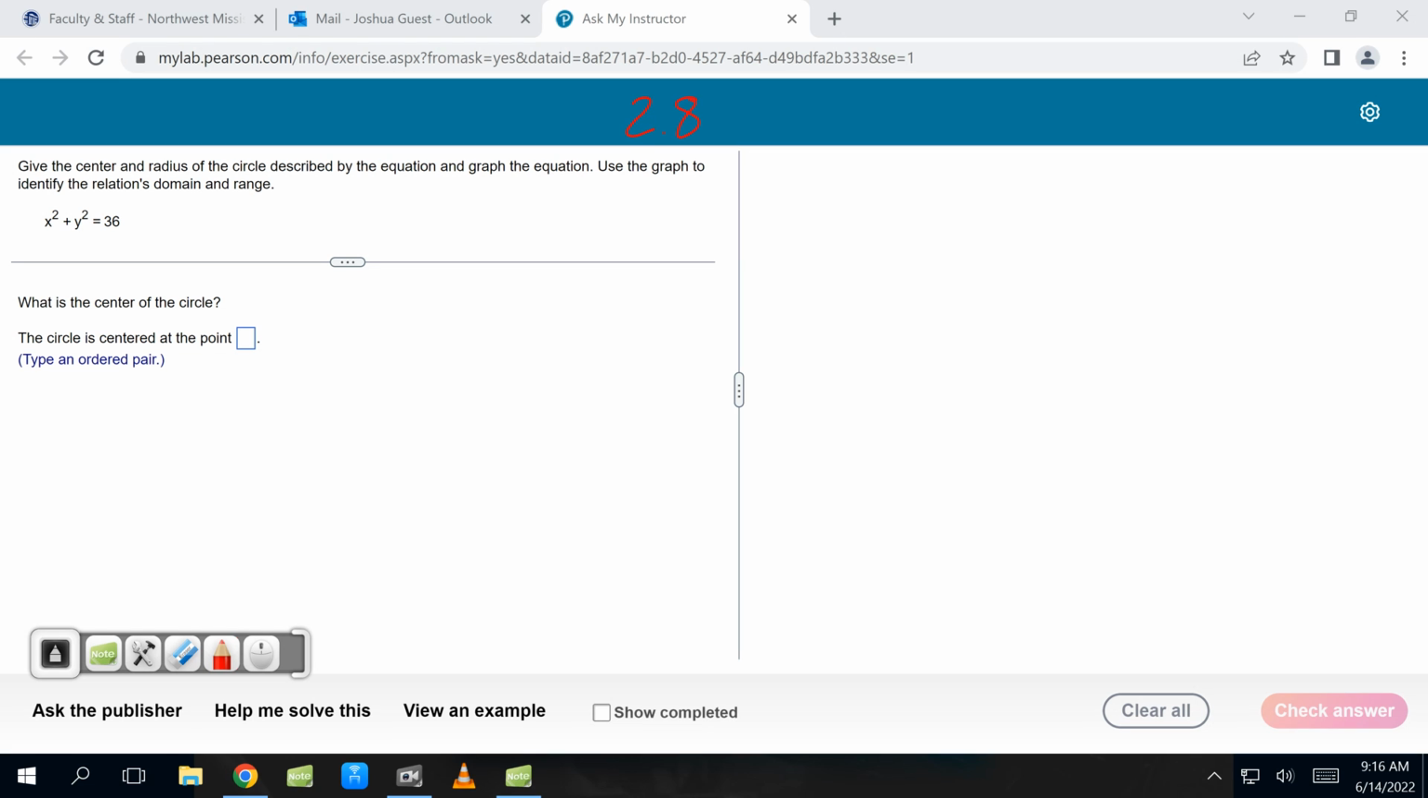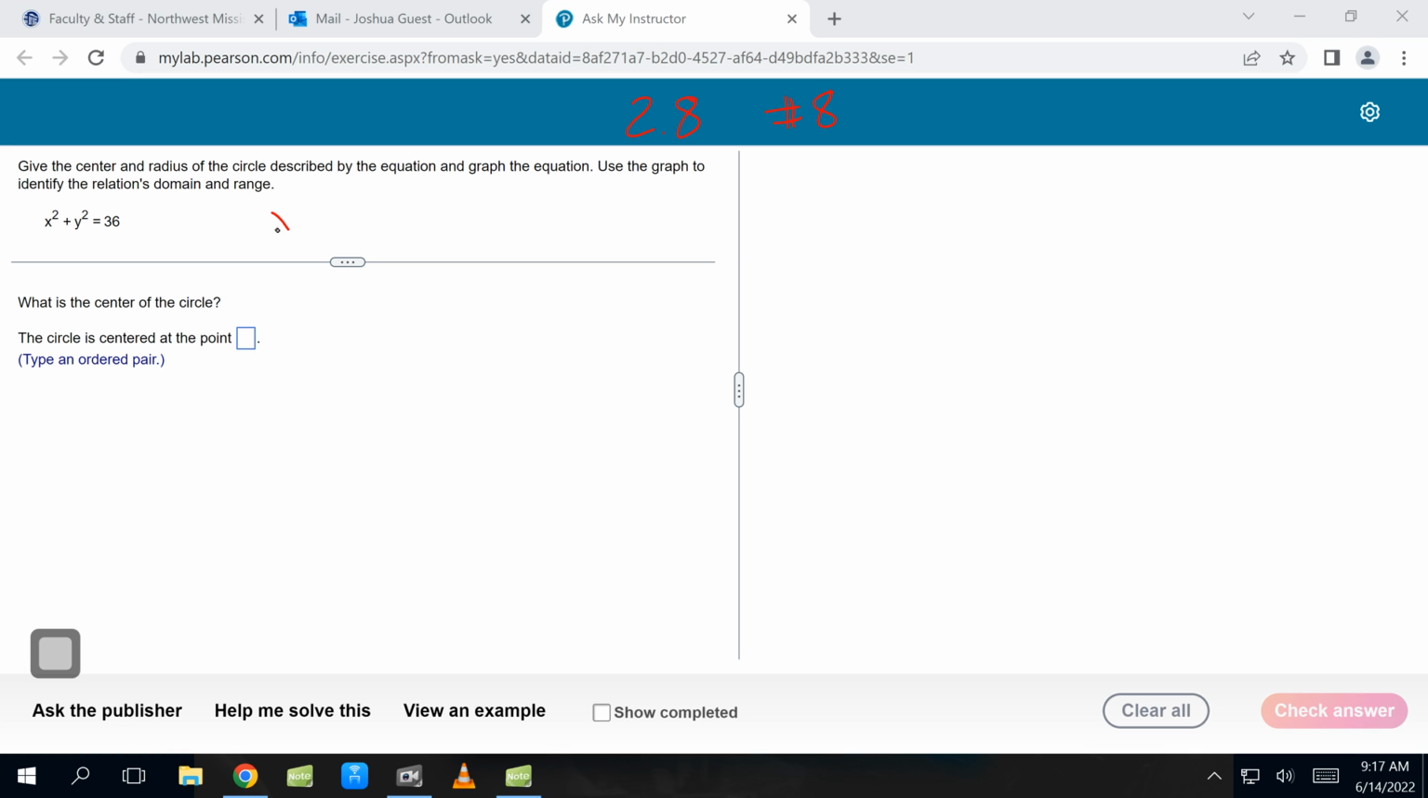All right, this is my Math Lab 2.8, number 8. It says give the center and the radius of the circle, then use the graph to identify the relation's domain and range. So x squared plus y squared equals 36. What is the center of the circle?